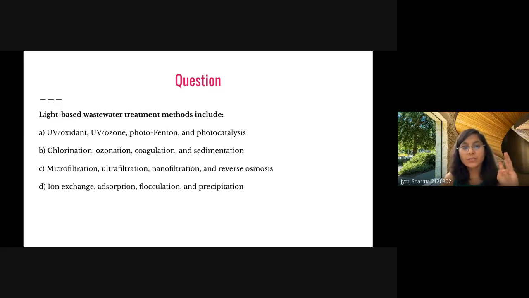So that's how we are using UV oxidant, UV ozone. Photo means light again, photo-Fenton, and photo means light, photocatalysis. But chlorination, ozonation, coagulation, sedimentation, these are not based on light, right? Micro, ultra, nano filtration are part of membrane processes. Ion exchange, adsorption, flocculation, precipitation, some are based on chemicals and some on adsorption. But option A gives you the light-based wastewater treatment methods. So A will be the right answer.